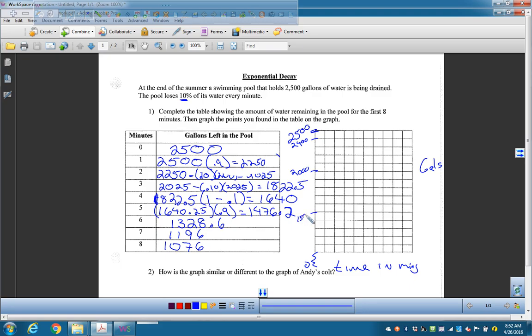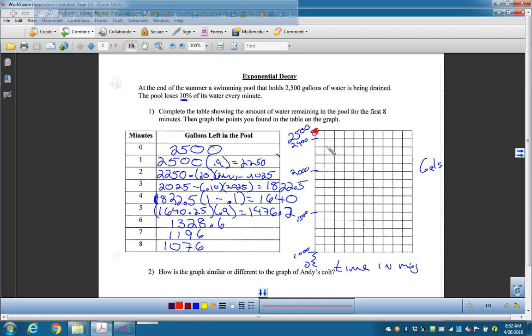1, 2, 3, 4, 1,500, and then this would be 1,000 down. And then I want you to try to plot the points, okay? So the first point's right here. After 1 minute, I'm going to be at 2,250, okay?